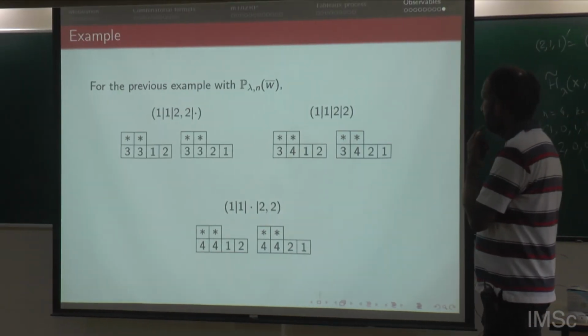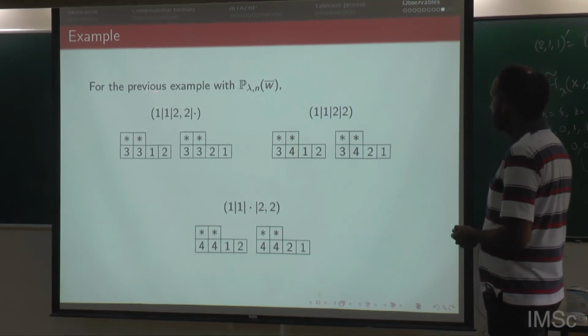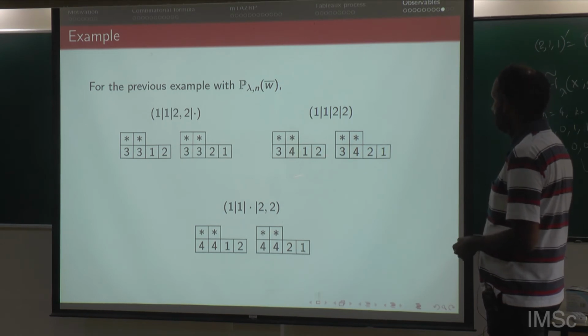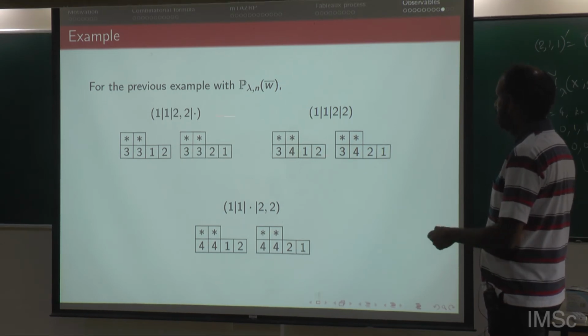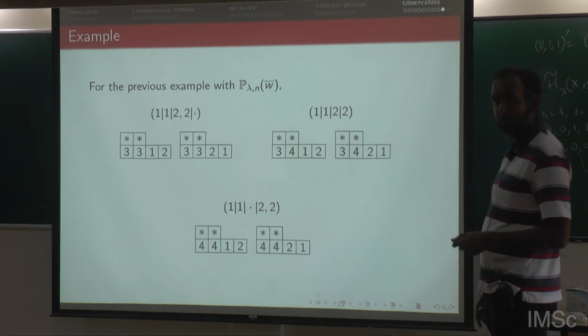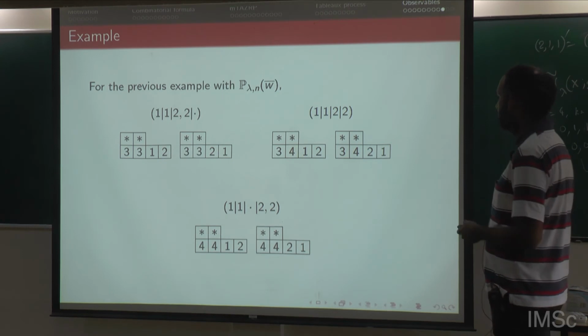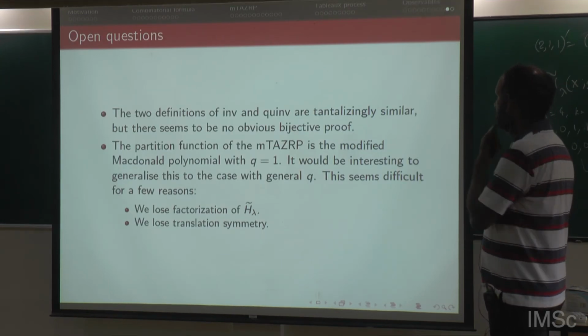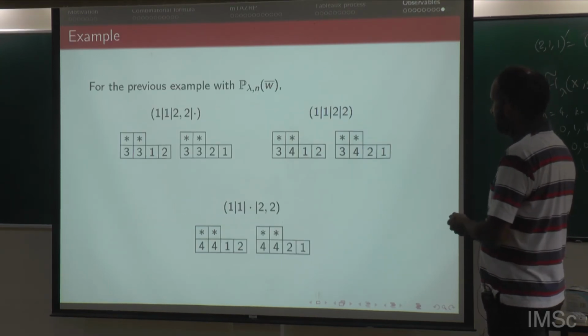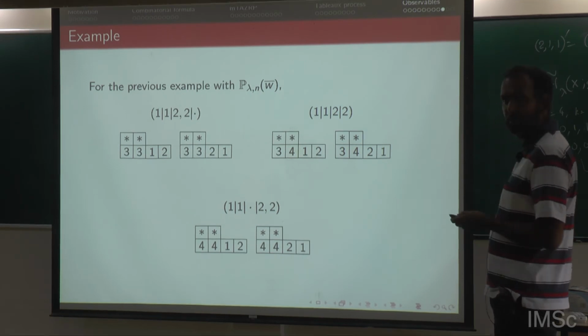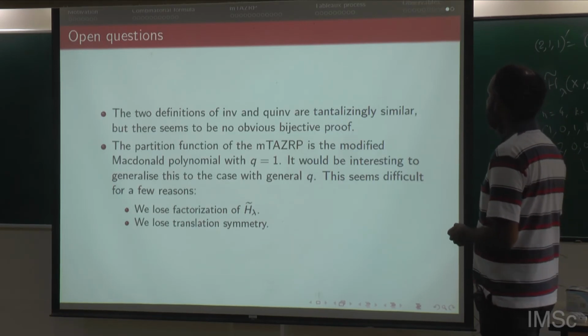So for this previous example, if I look at this W hat thing with n equal to 4, you have to sum over tableaux with these bottom rows and anything in the top row, and it will turn out to be a symmetric function. It's a bit complicated to write down. I mean, the expansion is quite large, so I didn't write it down explicitly.